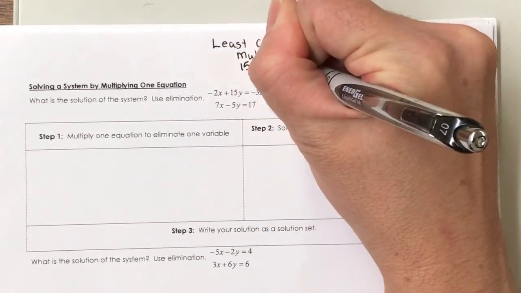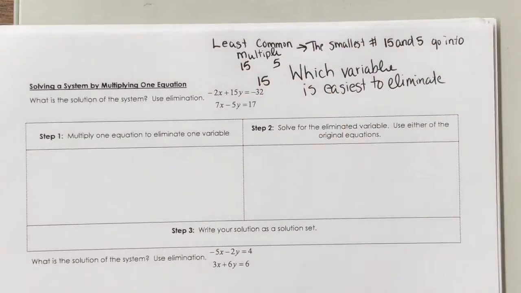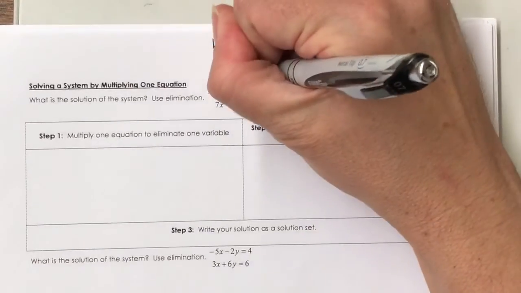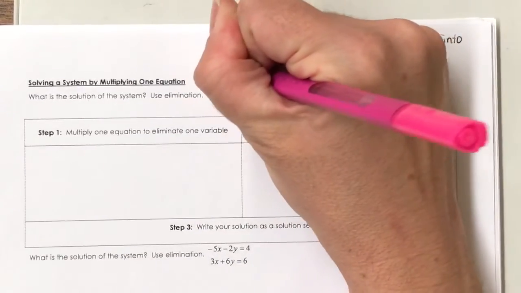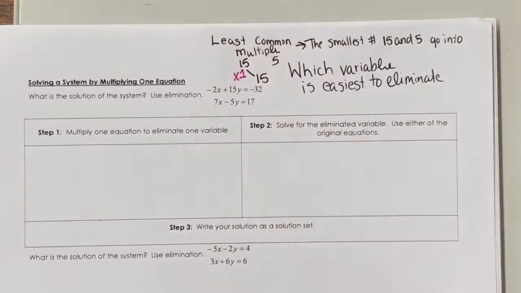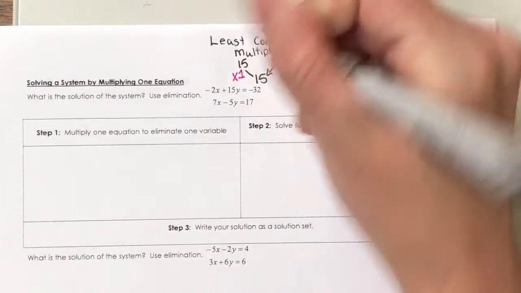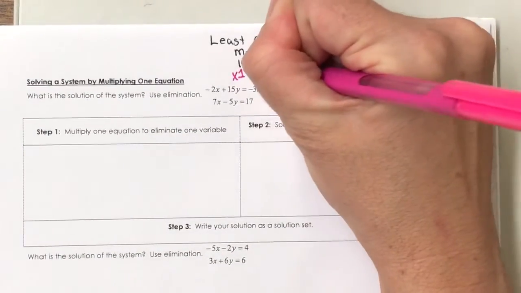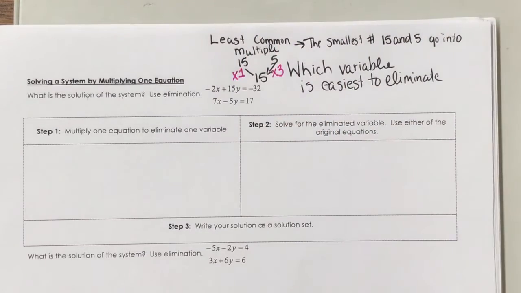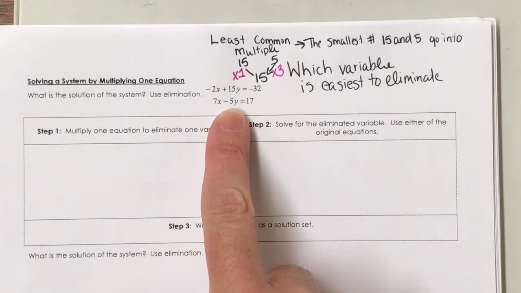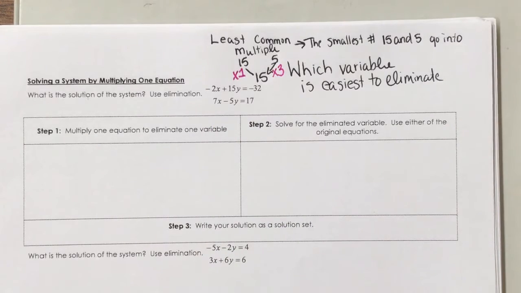So what do I have to do to 15 to make it a 15? Really nothing. The only thing I have to do is times it by 1, and that's not going to change anything. But what do I have to do to the 5 to make it a 15? For that one, I do have to do a little bit of work. I've got to times it by a 3. 5 times 3 is 15. So to make the negative 5y a 15y, I'm going to multiply by 3.